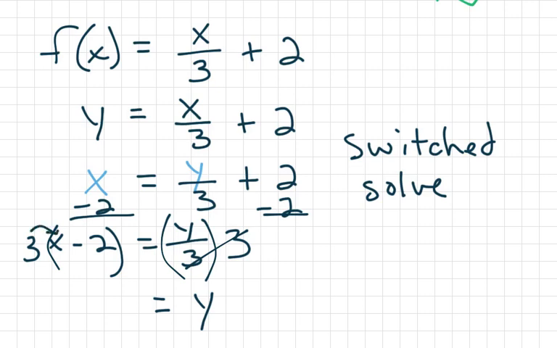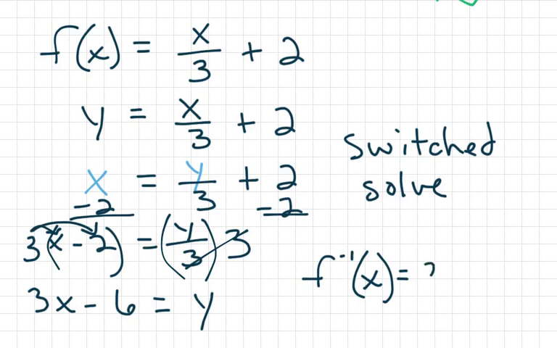Over here, we have to distribute. So we get 3x minus 6. So f inverse equals 3x minus 6. And we're done.